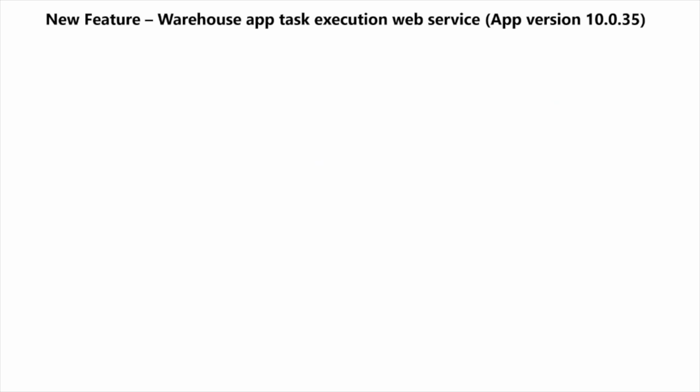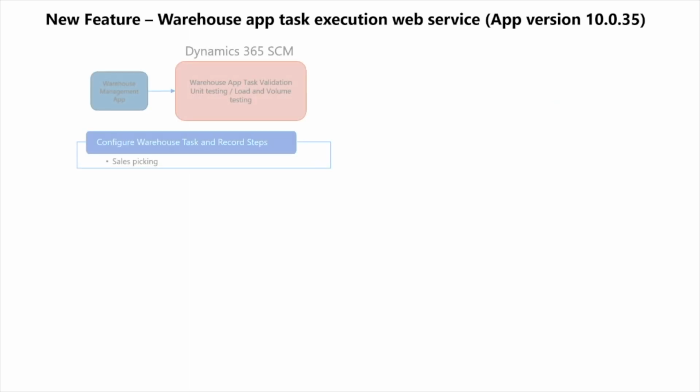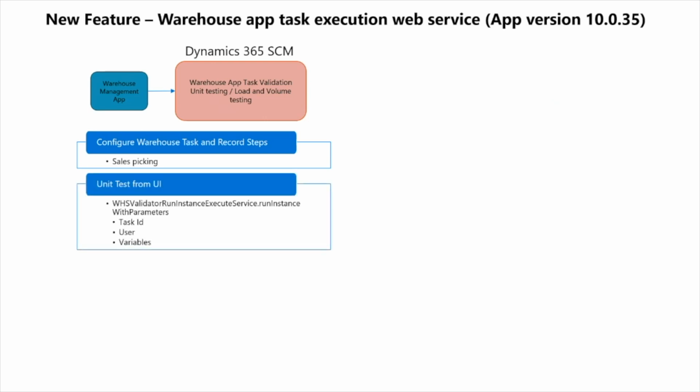Now let us see step by step how you can use this service for unit testing and, more importantly, for performance testing. The basic steps I showed earlier remain the same: create a new warehouse task and record steps for a specific warehouse process, for example the sales picking process. Once the steps are recorded, you have to generate variables. Here we'll continue to refer to the sales picking scenario which we used earlier. Now you are ready to perform the unit test using this new web service.